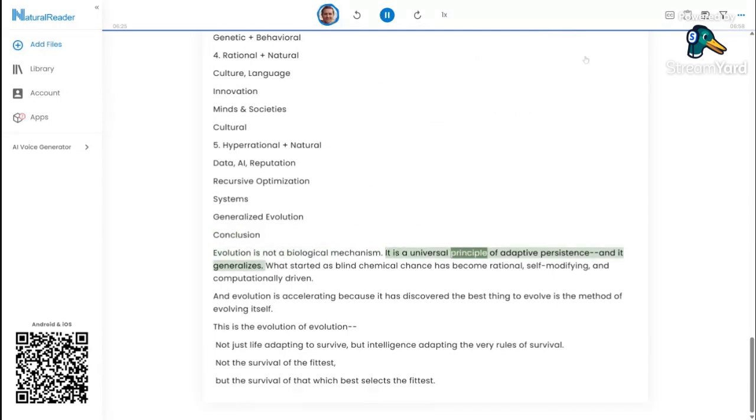It is a universal principle of adaptive persistence, and it generalizes. What started as blind chemical chance has become rational, self-modifying, and computationally driven. And evolution is accelerating because it has discovered the best thing to evolve is the method of evolving itself. This is the evolution of evolution.